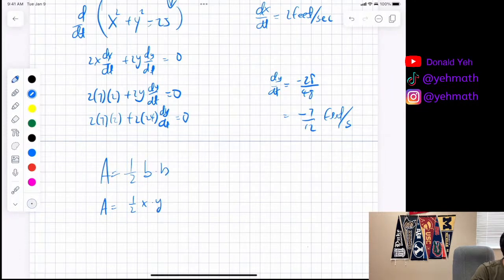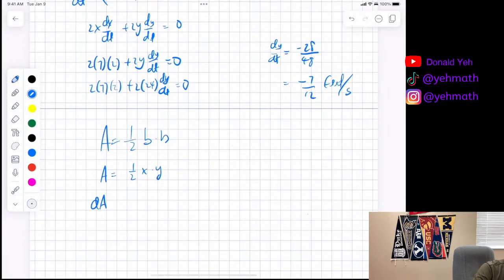Can I take a derivative here? It's going to be dA/dt is equal to 1/2. Now this is actually the first related rate that has what? Product rule. Do you see that? X times y. So it'll be dx/dt times y plus x dy/dt.